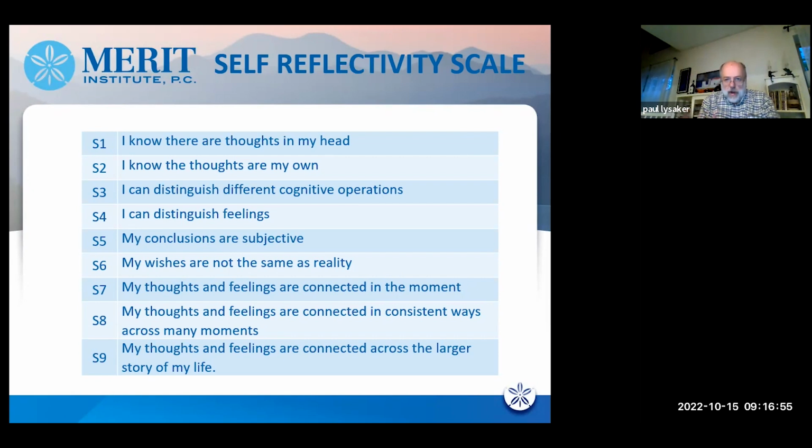Put another way, each of these items that you see in front of you, S1 to S9, is a metacognitive act. To do each act successfully, you have to be able to do the act before it, such that once you can't do a given act, you shouldn't be able to do the others.